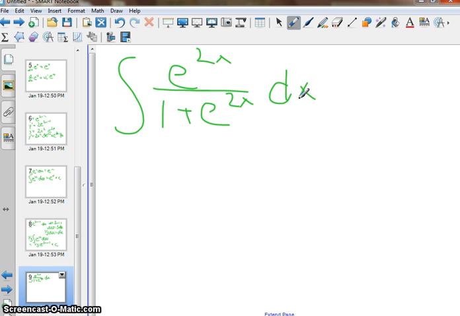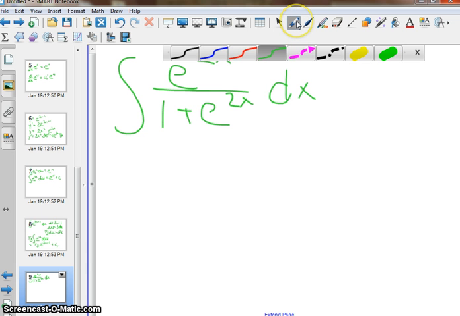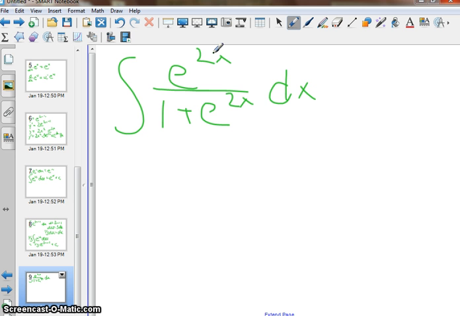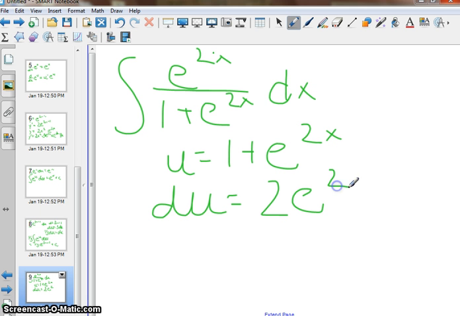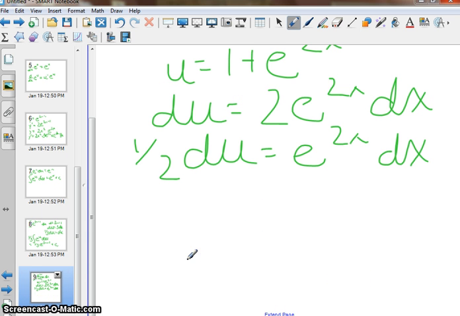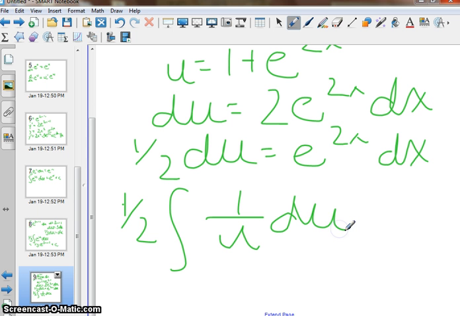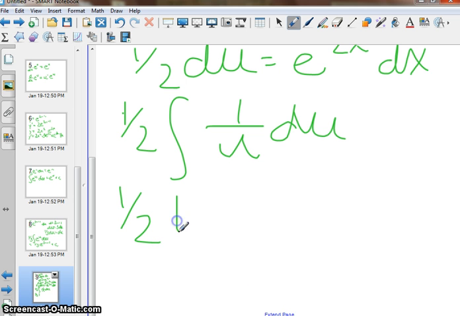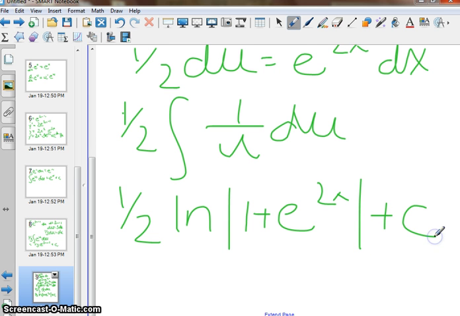If there are two e's in the problem, your u is going to be the denominator. So u is going to equal 1 plus e to the 2x. My derivative is 2e to the 2x dx, or 1/2 du equals e to the 2x dx. Now I make my substitutions. When I substitute, my problem is going to look like 1/2 the integral of 1 over u du. What is the integral of 1 over u du? From section 5.2, you learned that it is the natural log of the absolute value of u. And our u was 1 plus e to the 2x, and then we add our plus c.